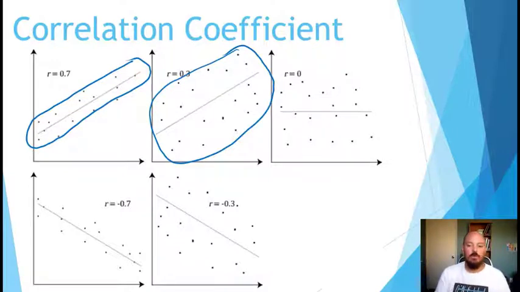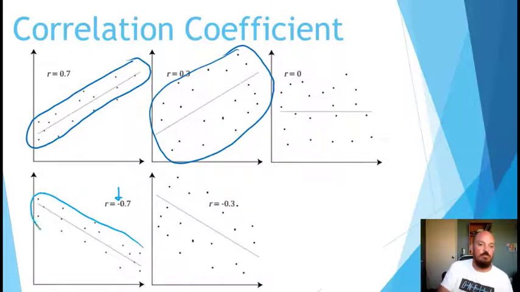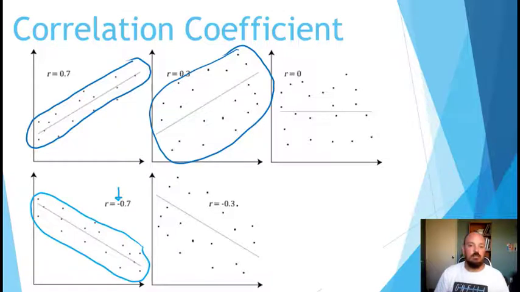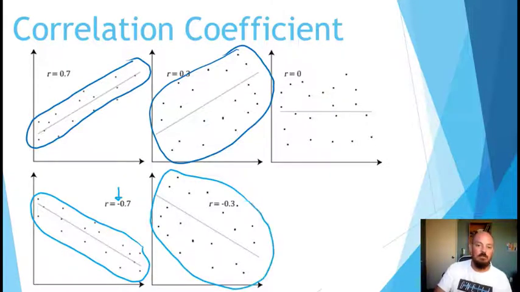And then the bottom two are the same as the top two, but down instead of up. So right here you have R equals negative 0.7. So again, these points are clustered pretty closely together, but this time they're moving down instead of up. And same for the second picture, R equals negative 0.3. The points are spread out much more widely, but they still are moving downwards from left to right.